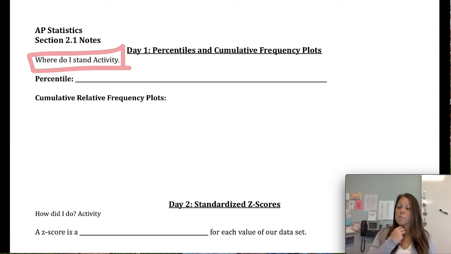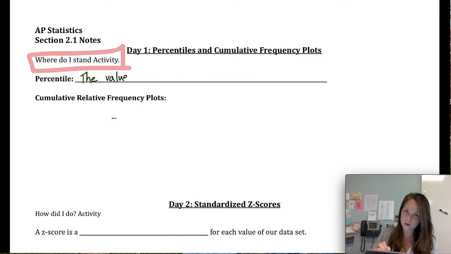All right, moving on to the actual formal notes here. The definition of percentile is the value with p% of observations less than it.